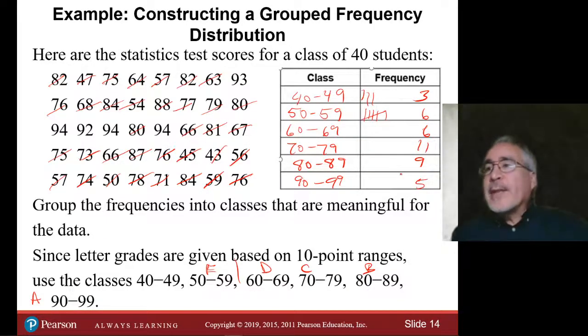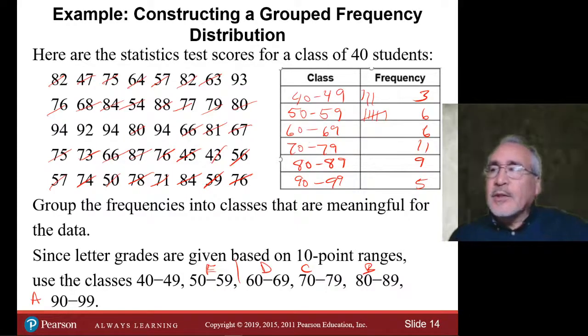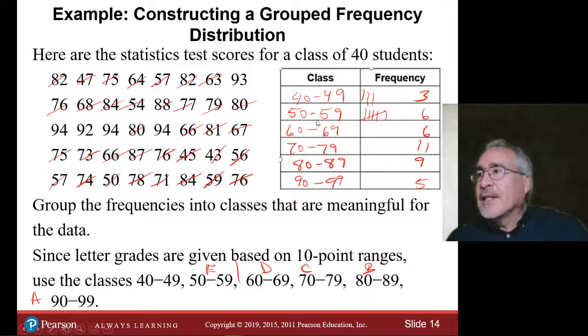Just tedious. You could make mistakes. Again, you could miss ones and such, but there are computer programs that will do this too, which is nice, especially if you have a very large amount of data. But that's a frequency chart, and now we can take a look at that.